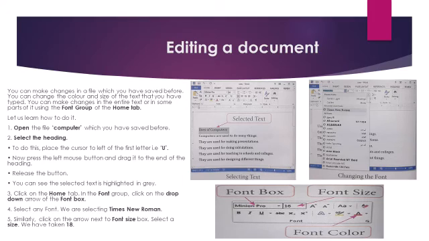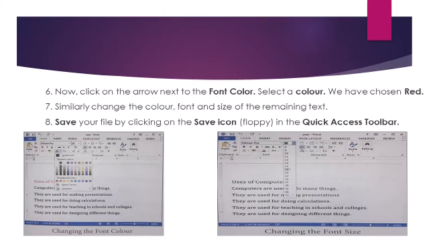In the font group, click on the drop down arrow of the font box. Select any font. We are selecting Times New Roman. Similarly, click on the arrow next to font size box. Select a size. We have taken 18. Now click on the arrow next to the font color. Select a color. We have chosen red. Similarly, change the color, font and size of the remaining text.